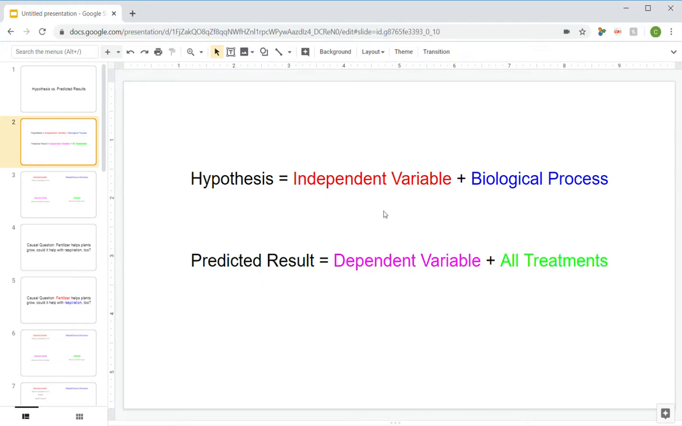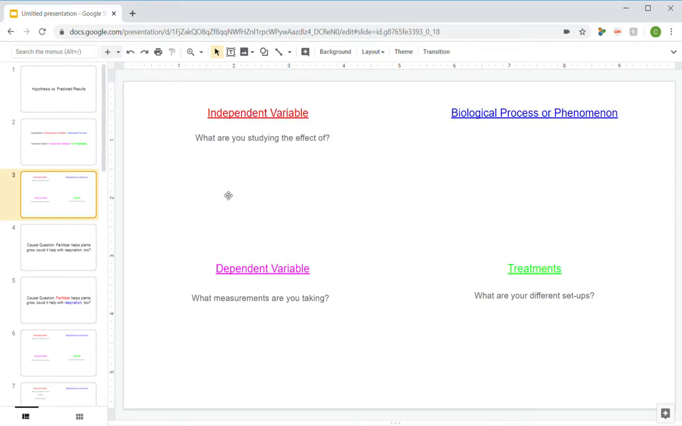Okay, so to write these two types of statements, that means we need these four parts. We need both the variables, the process, and the treatments. I've made this little chart that we're going to be filling out together throughout the presentation. So if you are working on your experiment at home, feel free to write this down on a piece of paper, or you could even print this slide out and write on it if that makes it easier for you.